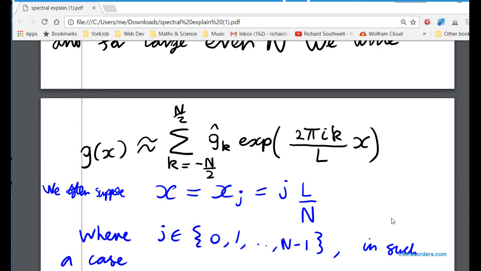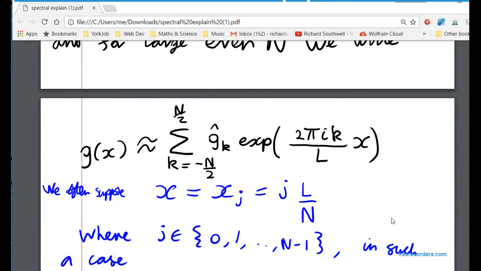And so basically what we do is we create a step size, and our step size we can think of as L divided by n, the length of the period divided by the number of points we have. And so an integer j times that step size will give us our point xj, and we'll think of j as running from 0 to n minus 1. So we're basically now restricting our attention to x values which are certain grid points, xj.